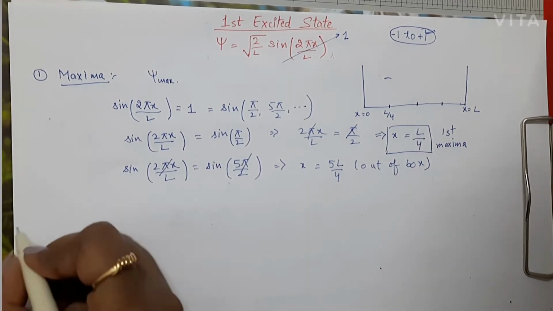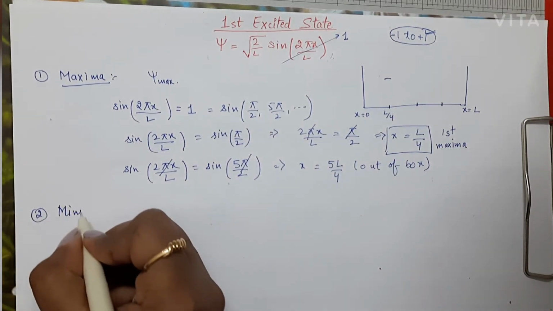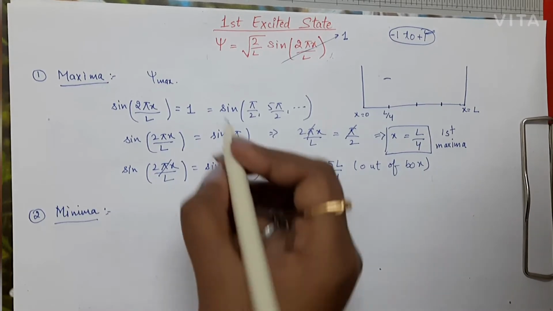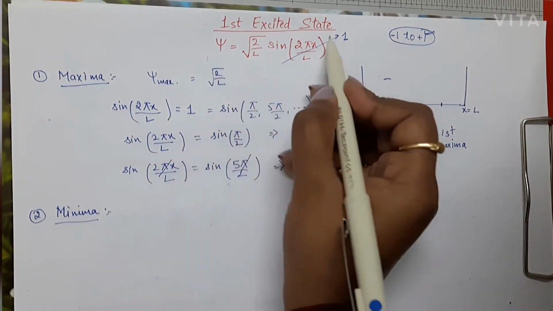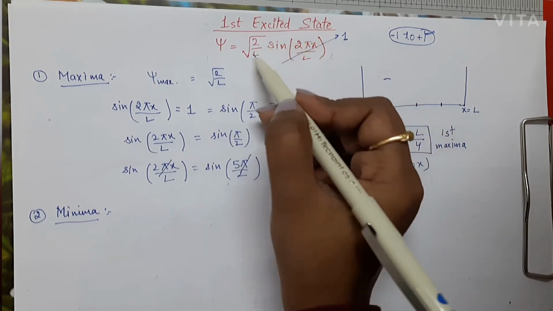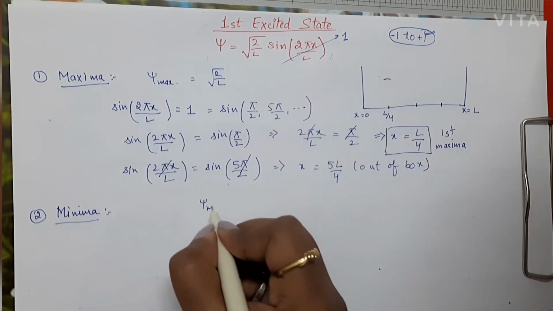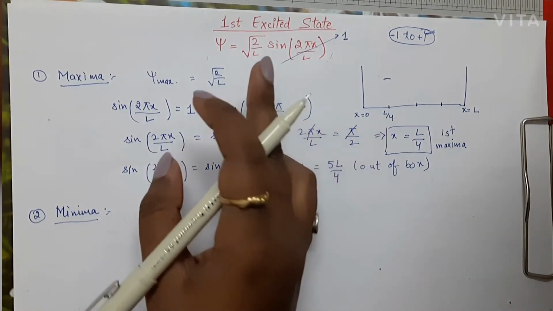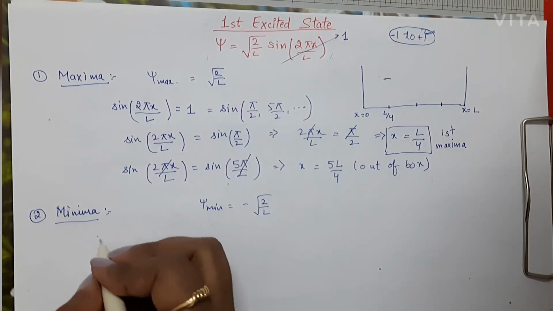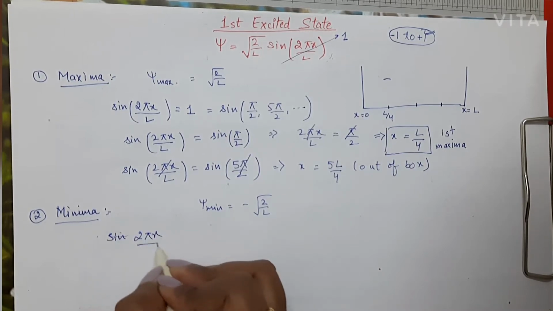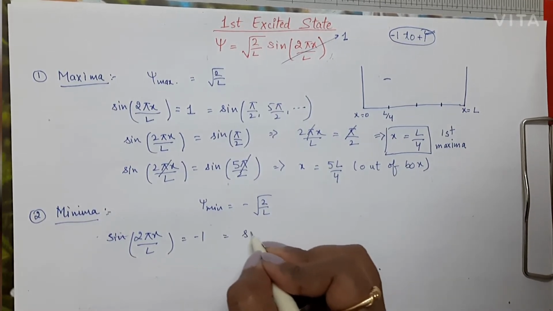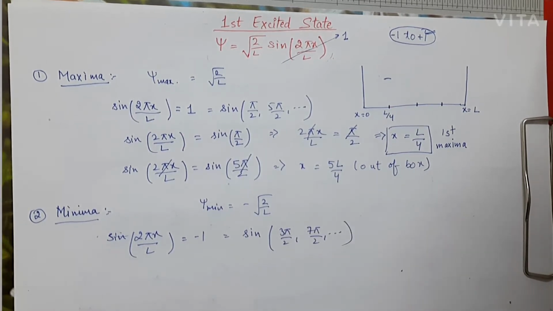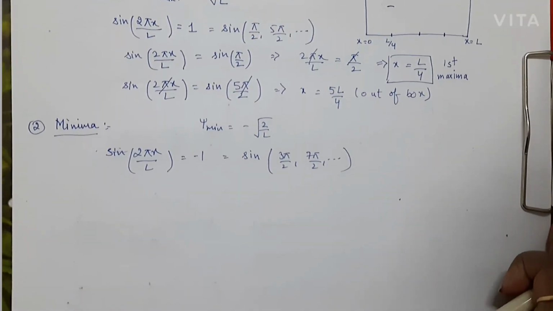Now after this we will try to find out the minima. For minima, psi max will be root 2 by L because sine will have a value of 1. For psi minima, sine will have a value of -1, so psi minima will become minus root 2 by L. Now for finding the minima, sine theta should be equal to -1, so sine of 2 pi x by L should be equal to -1. That means the angle should be 3 pi by 2, 7 pi by 2 and so on. Now we want to find the first minima.